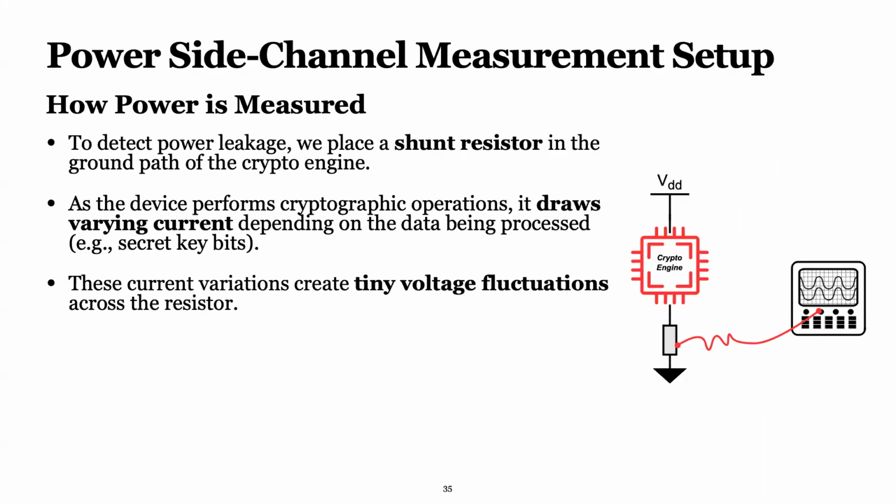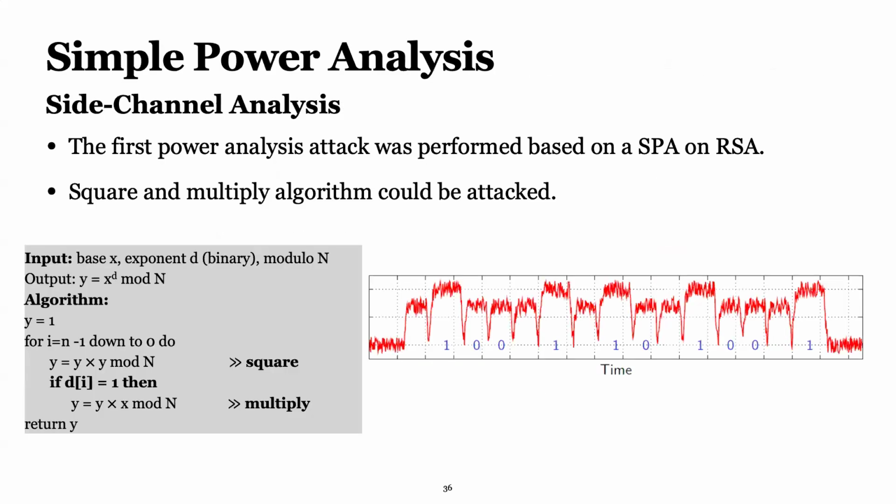As I said, we have this crypto engine. We put a shunt resistor, and it draws varying current depending on the data being processed. If it is 1, it is high; if it is 0, it is low. Then I use an oscilloscope to see the value.